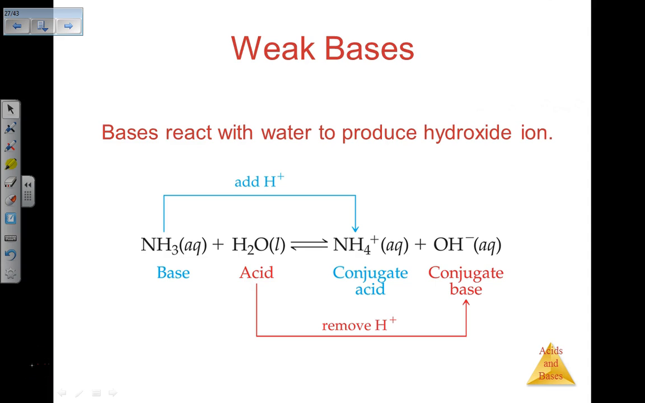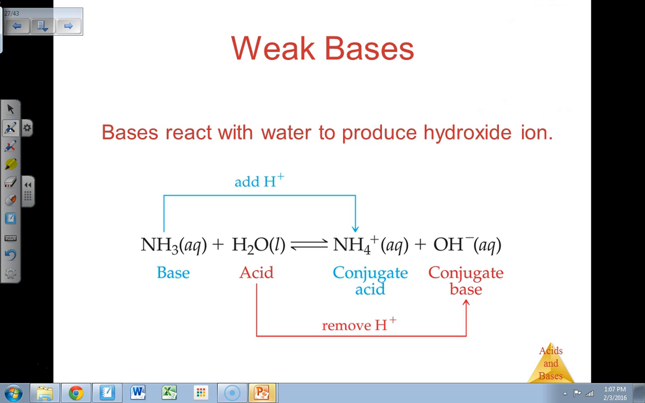In this video, we're going to address bases and how they react in water, or weak bases and how they react, and how the equilibrium plays a role in weak base pH calculations. Okay, so now just as the acids have a reaction, a general reaction, so do bases.